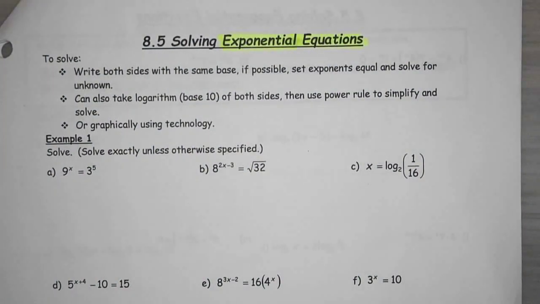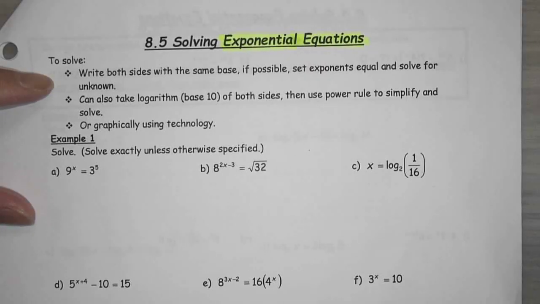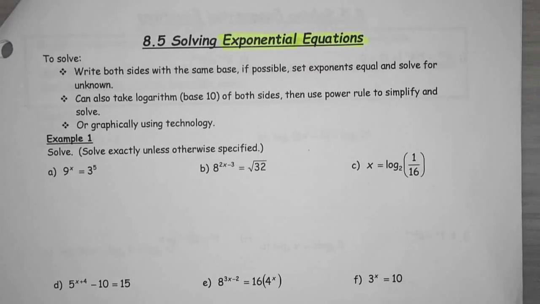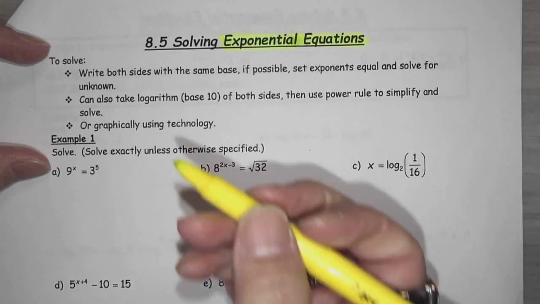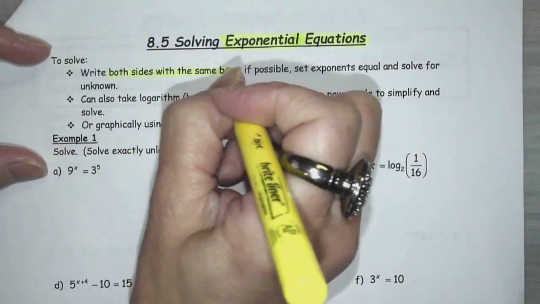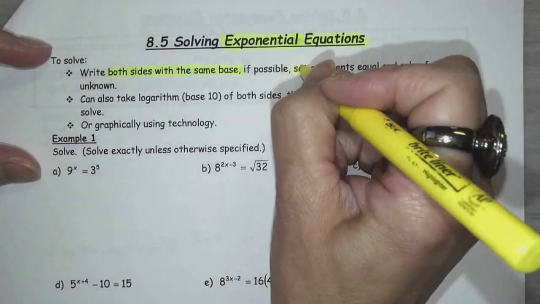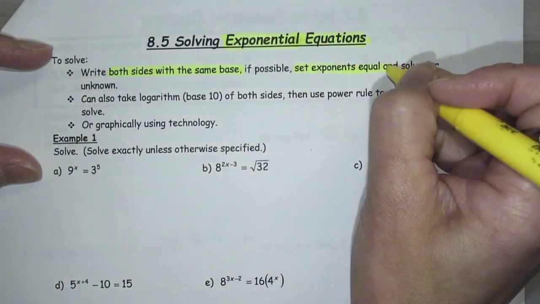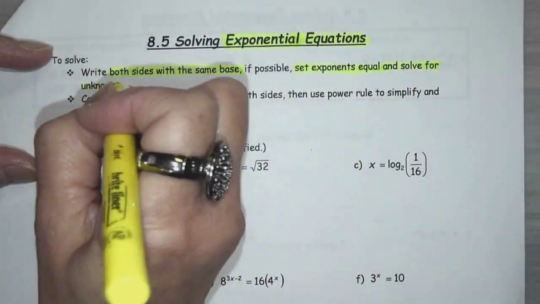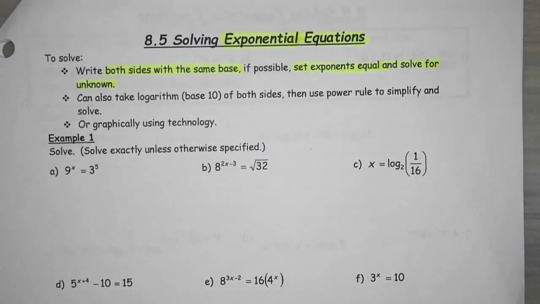Our two strategies are: write both sides with the same base. So you're going to try to write both sides with the same base, if possible, and then you set the exponents equal and solve. Okay, so that's strategy number one. That's kind of our best strategy, the easiest one to use, the first one that I would look for.